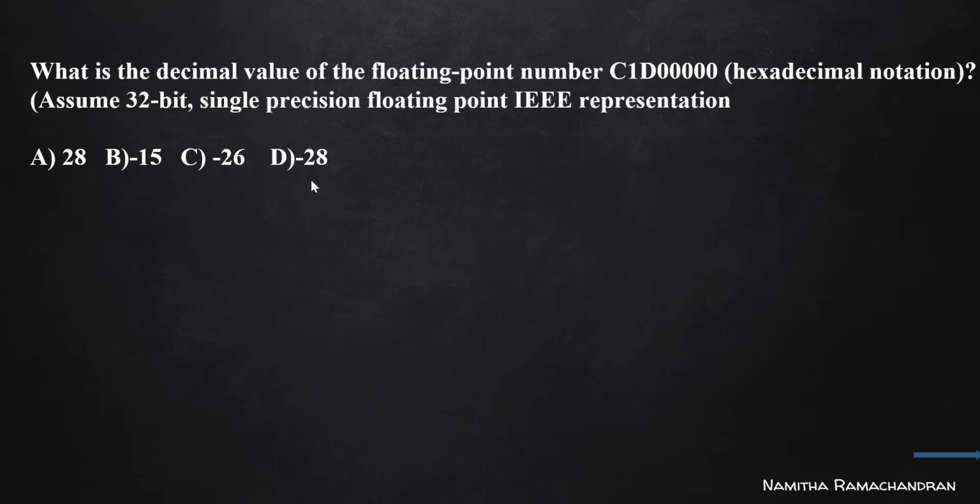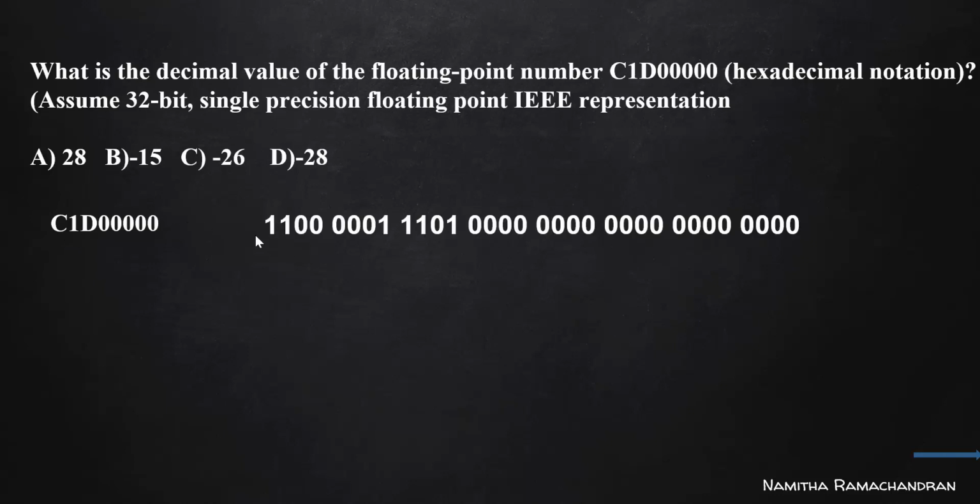In order to get the decimal equivalent, we need to perform the reverse operation. The number is given here like this, and its binary representation is this. Each symbol in the hexadecimal form is converted or represented using its 4-bit binary equivalent.